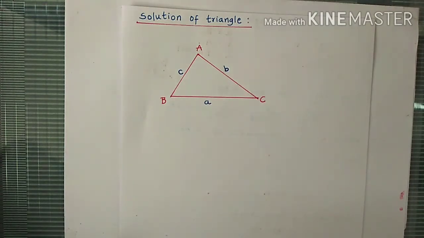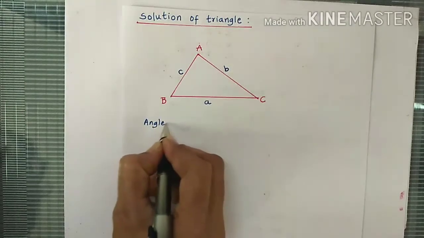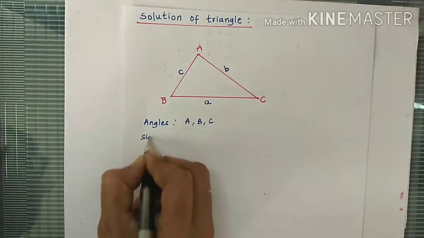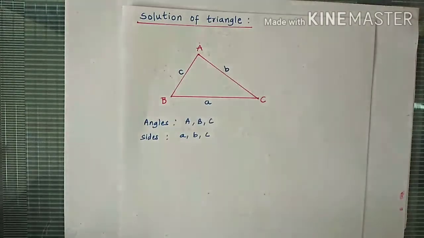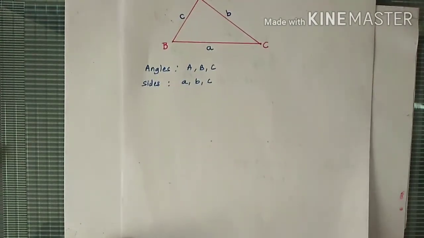Now what is solution of triangle? For a triangle, we have 3 sides and 3 angles. So we have 3 angles A, B, C, and we have 3 sides. Now let's use the convention here, that is small letters a, b, c. So if we give the values of the angles as well as the values of the sides, that means we have solved the triangle. So this is solution of a triangle. Okay, giving values of all the sides and all the angles. So that is solution of the triangle.